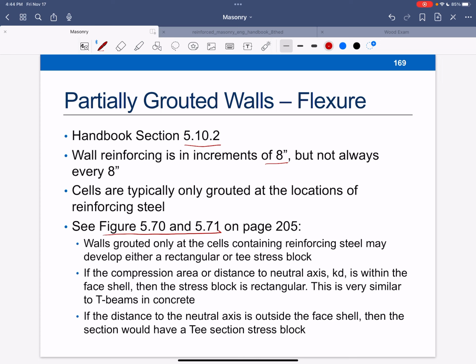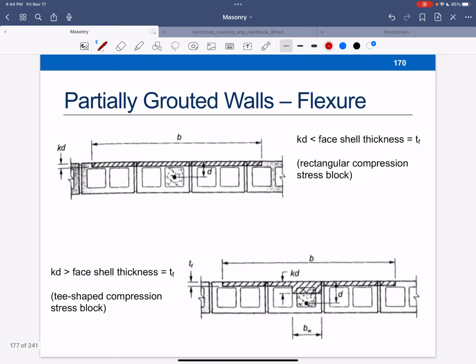Basically, this works like T-beams. So I'll show you the picture on the next page, and you can see how this comes into play. So if I've got this top scenario, and I figure out where d is, then kd, which is basically the distance to the neutral axis, is going to either be above in this shell part, or it's going to be down here in this piece. If it's above, you basically have that rectangular stress block, right? If it is below, then now I've got the part where it's grouted.